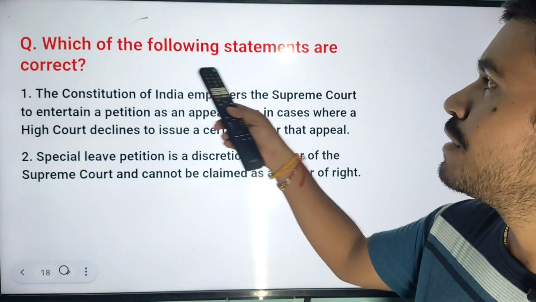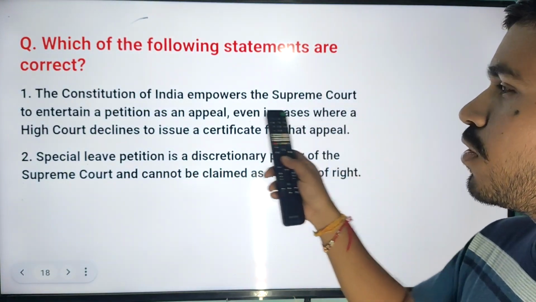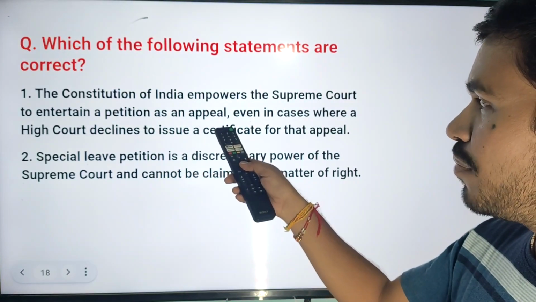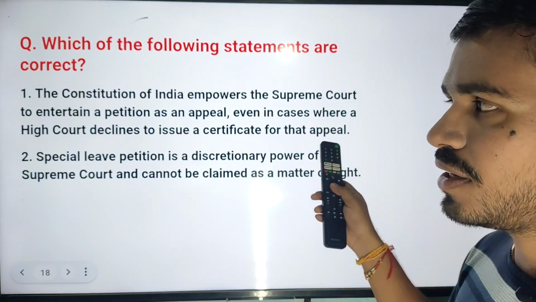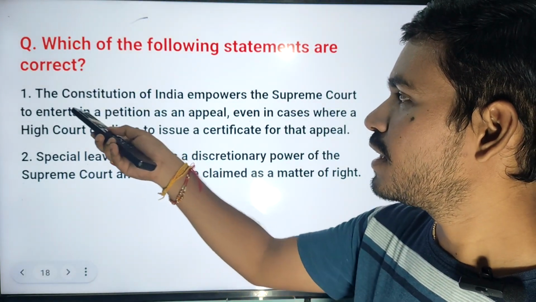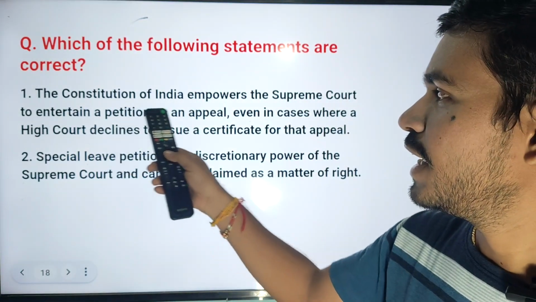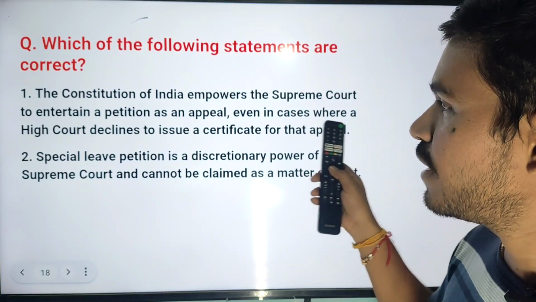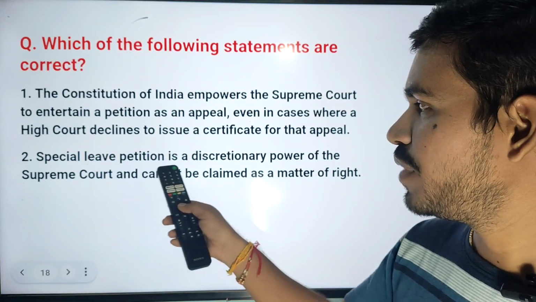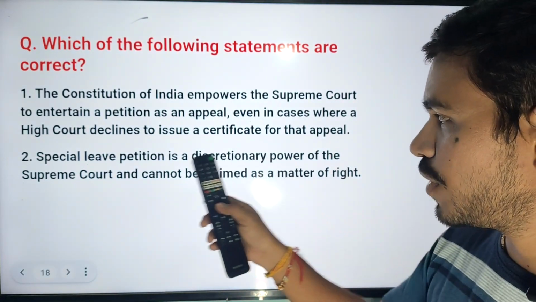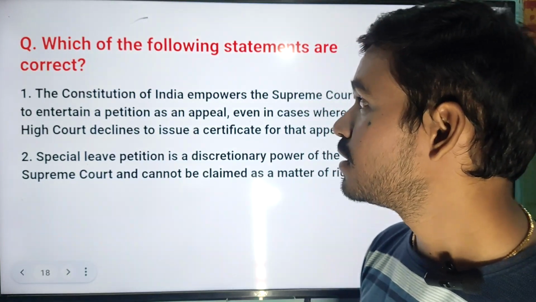Next question: which of the following statements are correct? First one, the Constitution of India empowers the Supreme Court to entertain a petition as an appeal, even in cases where a High Court declines to issue a certificate for that appeal. Again I read this statement. Second one, special leave petition is a discretionary power of the Supreme Court and cannot be claimed as a matter of right. So which of the following statements are correct?